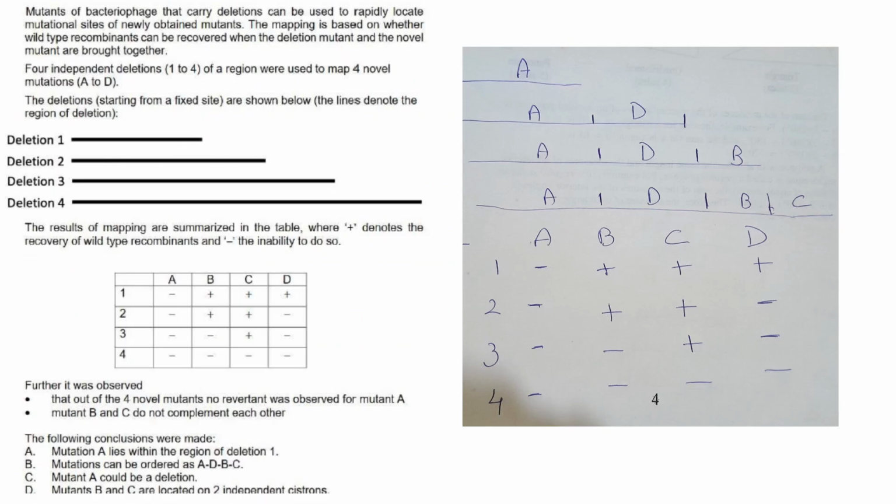Then next one, deletion mapping. Mutants of bacteriophages that carry deletions can be used to rapidly locate mutation sites of newly obtained mutants. The mapping is based on whether wild-type recombinants can be recovered when the deletion mutant and the novel mutant are brought together.